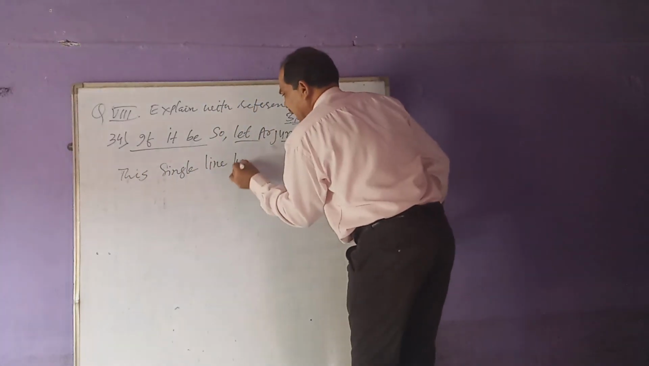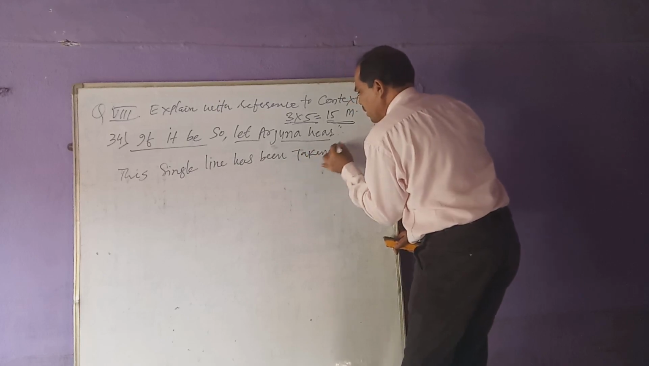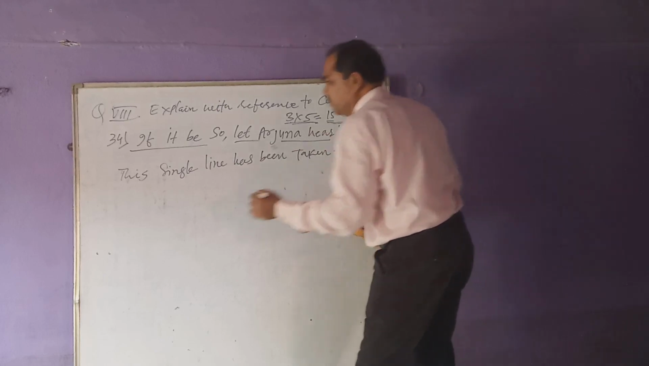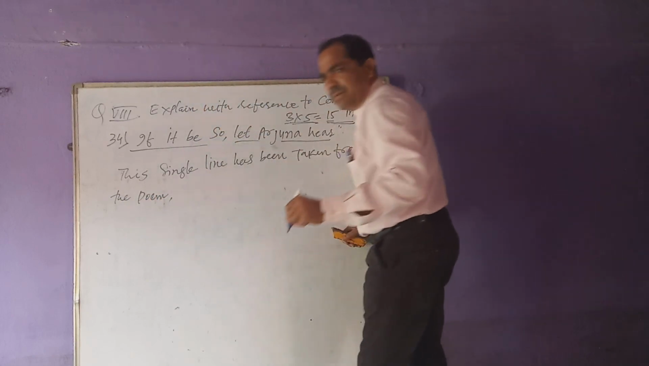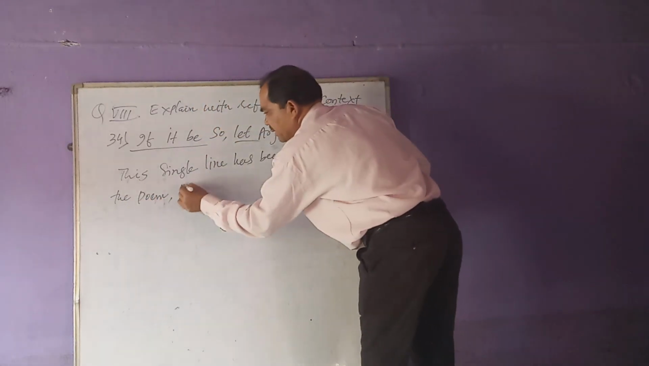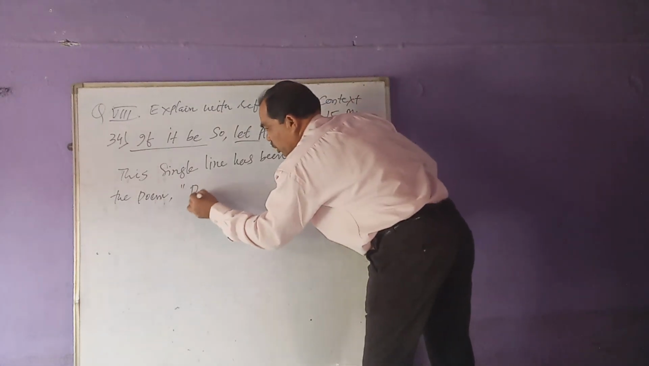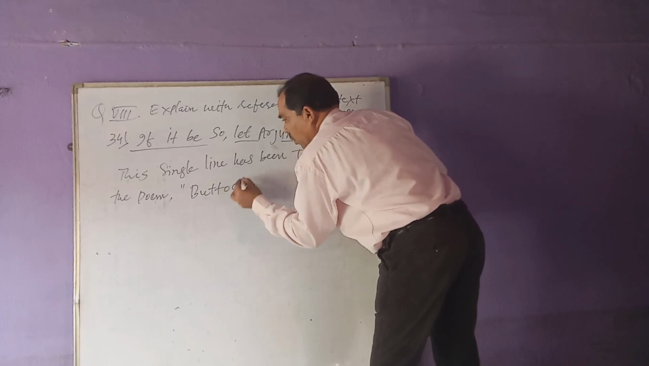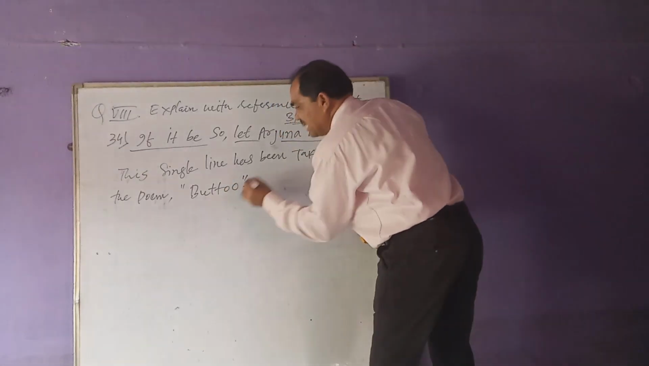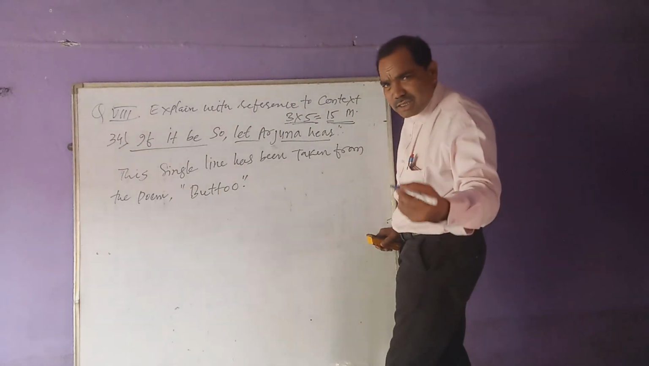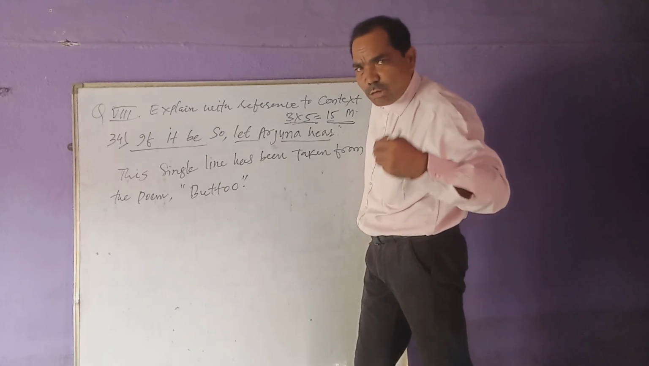This single line has been taken from the poem, comma, inverted comma start. What is the name of the poem that you have to write? It is Bhutto. And this poem is written by... yes, you have to change the line. One line you have to leave and start to write in another line.